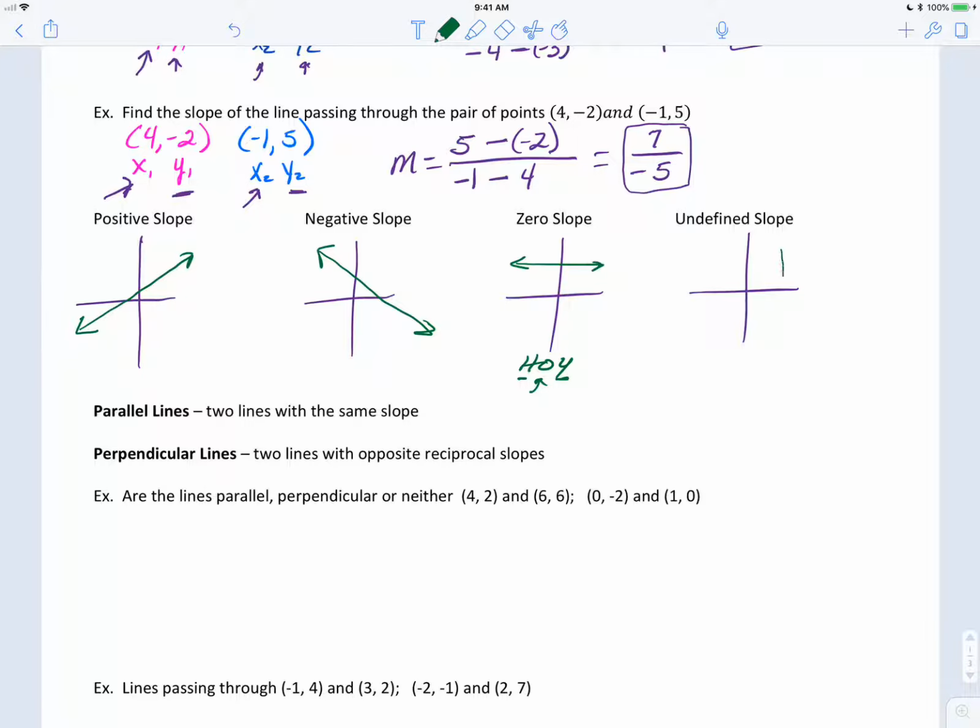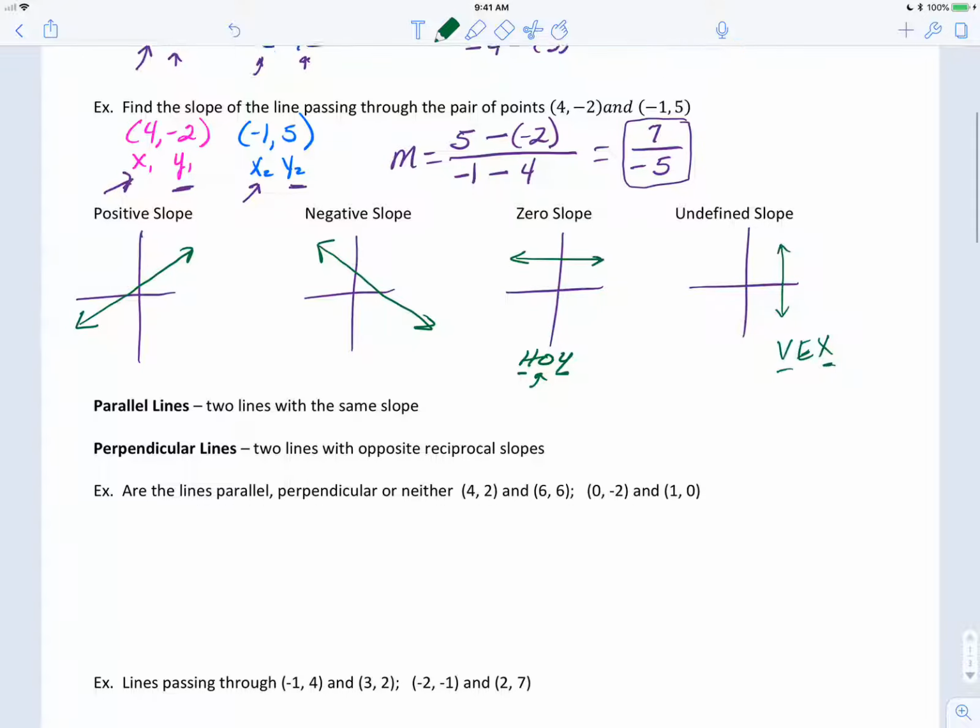Undefined slope is a vertical line. That's your VEX, if you remember. So a vertical line at x equals some constant, but it's an undefined slope. I don't know what the E can stand for on that. Error, I don't know. It's undefined. So just remember, a lot of times we would do that vertical line test, and the vertical line is not going to pass the vertical line test, so it's undefined slope.